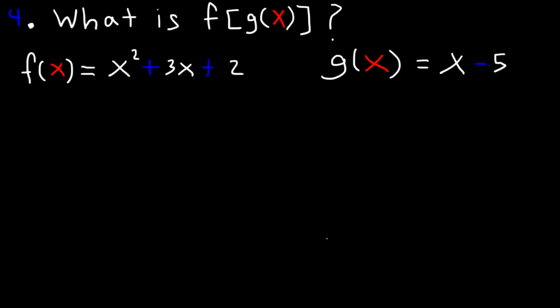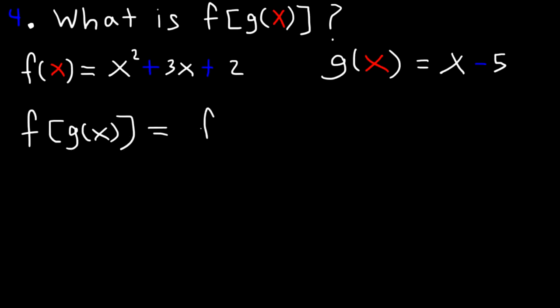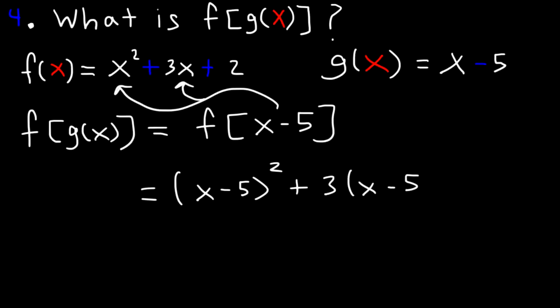Number 4. What is f of g of x? So what do we need to do here? First, let's replace g of x with what it's equal to. That is x minus 5. So we're looking for f of x minus 5, which means that we need to take x minus 5 and plug it into each x value that we see here. So it's x minus 5 squared plus 3 times x minus 5 plus 2.